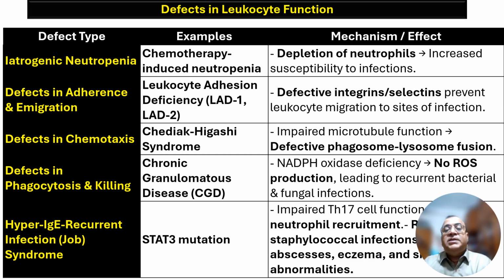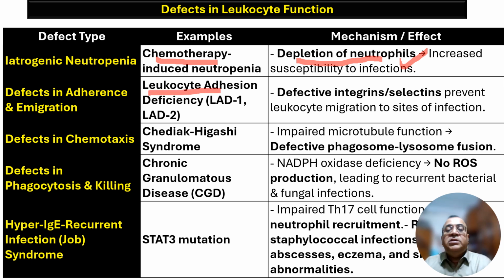So, defects in the leukocyte function will result in a prolonged process, and as there is a prolonged process, there may be repeated infection and other conditions. One is the iatrogenic neutropenia that is induced by chemotherapy, and as there is depletion of the neutrophil, there is increased susceptibility to infection. Then there are defects in adherence of the leukocyte and immigration.